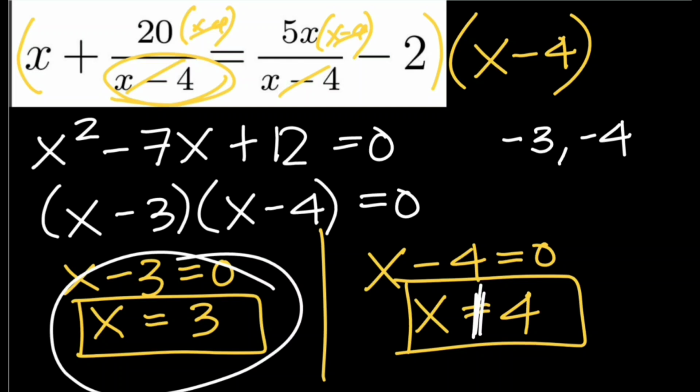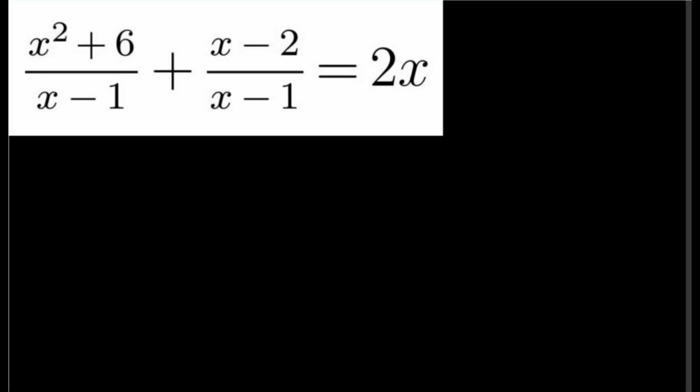Now let's solve another one. How about we're given this equation: (x squared + x)/(x - 1) + (x - 2)/(x - 1) = x. Take note here that the denominator is x minus 1, therefore x cannot be equal to 1, since that would make the expression undefined. So to solve this, we can multiply both sides by x minus 1.